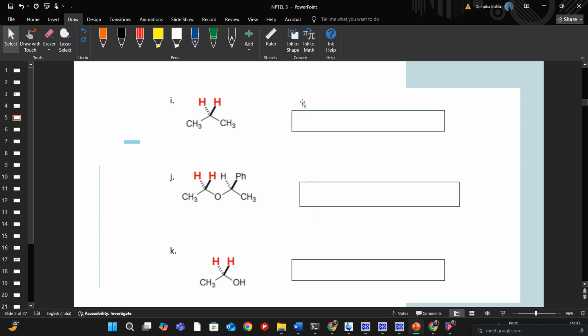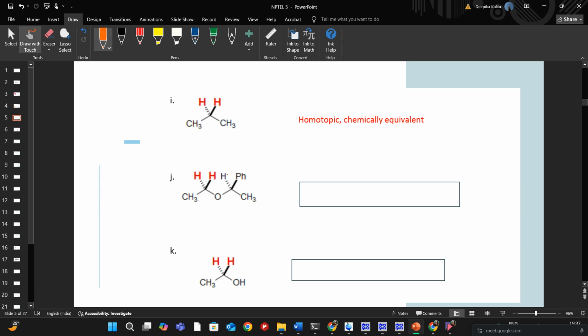Again, here we have given three more molecules where you have to figure out whether these protons colored in red are homotopic, enantiotopic or diastereotopic. For the first molecule, you can clearly see that both these two protons are present in the same chemical environment. Hence, you can tell that these two protons are homotopic and chemically equivalent.